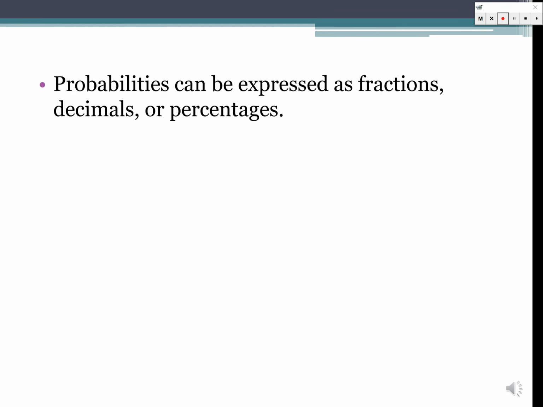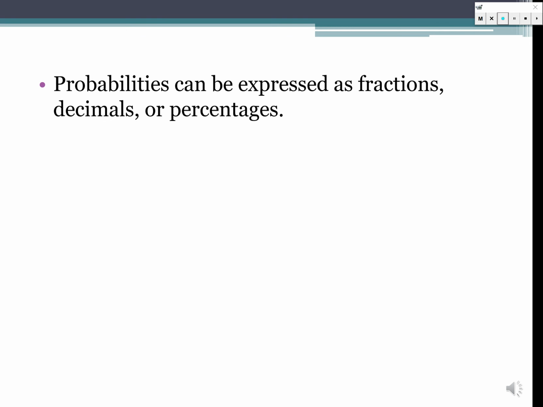Big question I always get: Miss Golly, how do we write probabilities? Typically a probability is written as a fraction when possible, a simplified fraction when possible. That's the ideal. Decimal if you need to. Sometimes, given the results or the information that you have, decimals are really your only option.